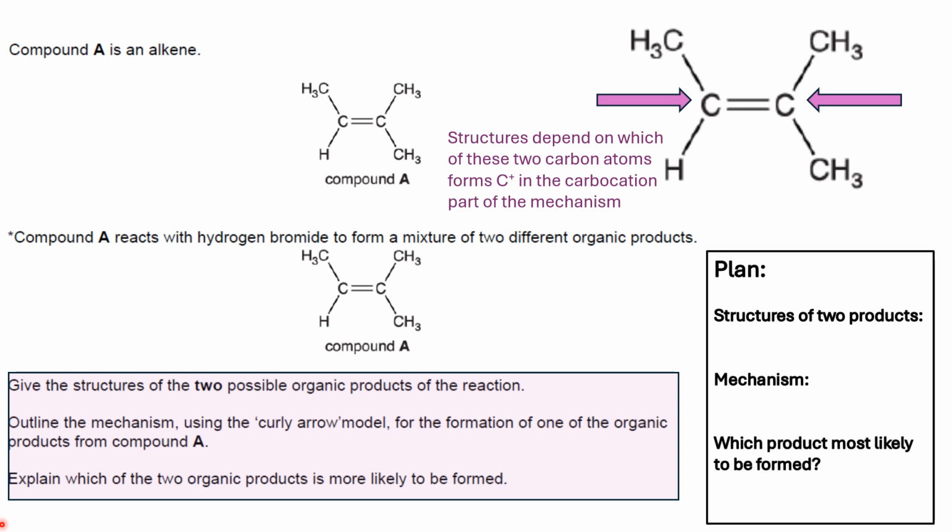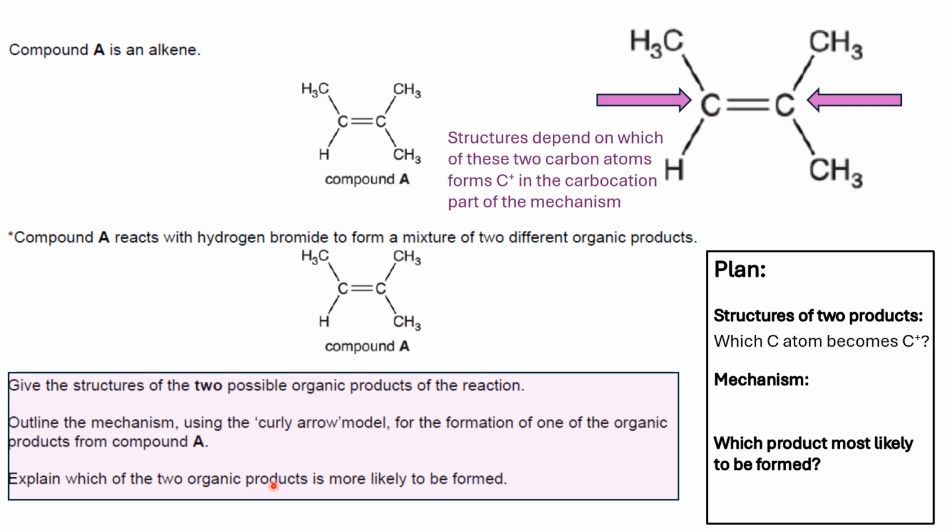And then you need to think about which of the 2 organic products is more likely to be formed. And when you do the mechanism, it says for the formation of one of the organic compounds. So you need to think about which one you're going to do the mechanism for. It looks like you've got a choice.